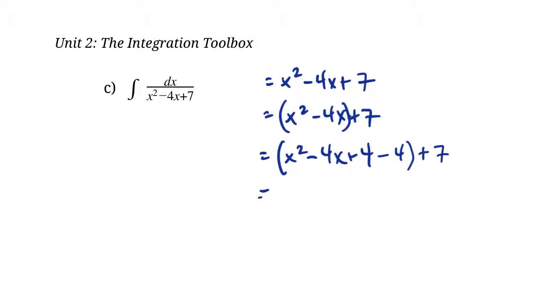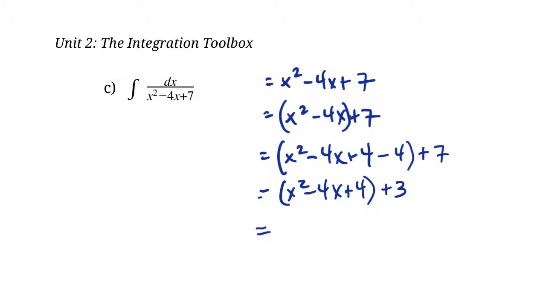And then we can pull the negative 4 out because that's not part of our perfect square trinomial. So we're going to end up with x squared minus 4x plus 4. We pull out that negative 4. Usually we need to multiply by the a term here, but in this case we don't have one. So it's going to be 7 minus 4, which is 3. So plus 3 at the end.